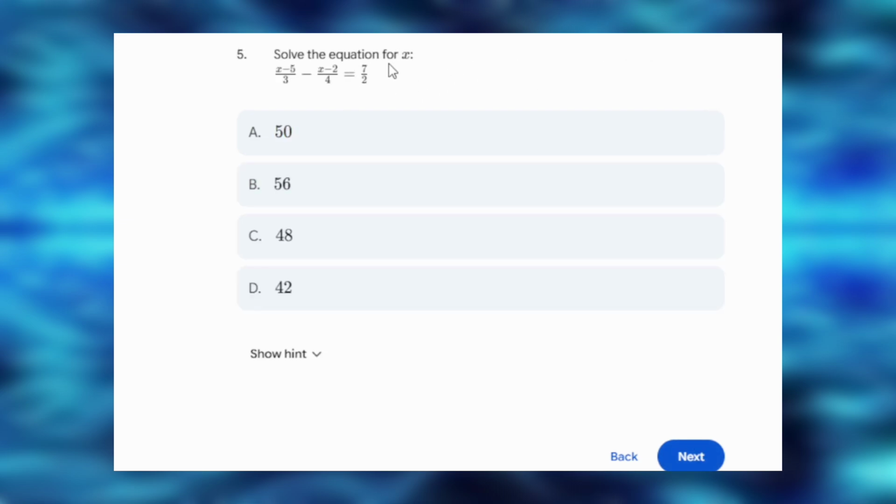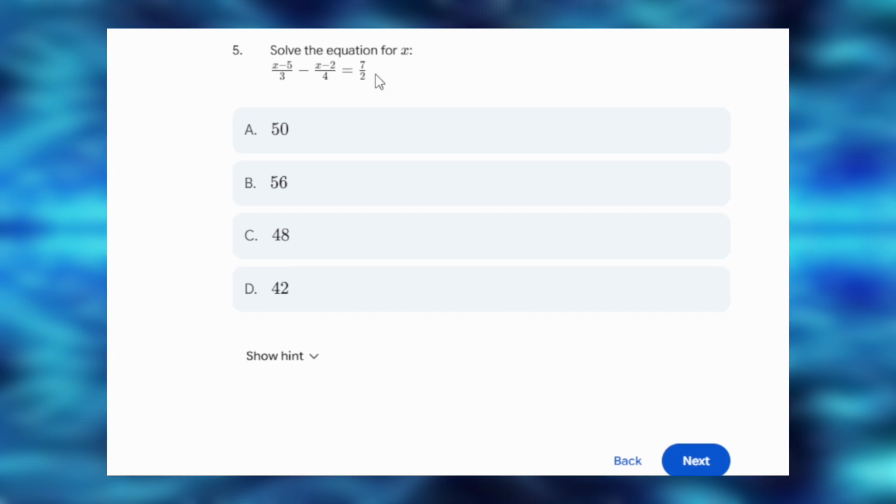Next sum, solve the equation for x. Here (4x minus 20)/(x minus 5)/3 minus (x minus 2)/4 equals 7/2. For x, by simplifying this, 4x minus 20 minus 3x plus 6, 4x minus 3x, x minus 5 plus 20 minus 3x plus 6 equals 7 6s are 42. x minus 14 equals 42, x equals 56. 56 is the correct answer.